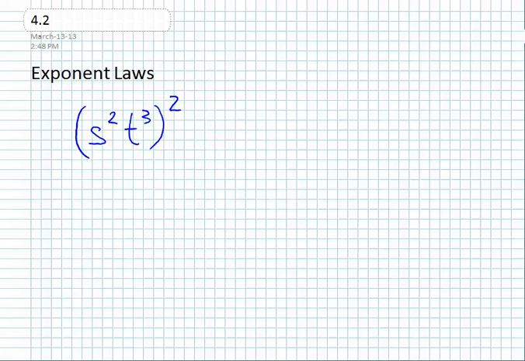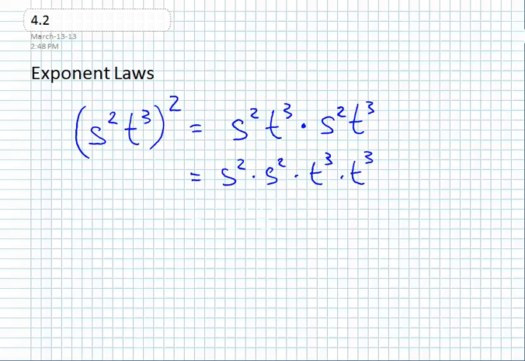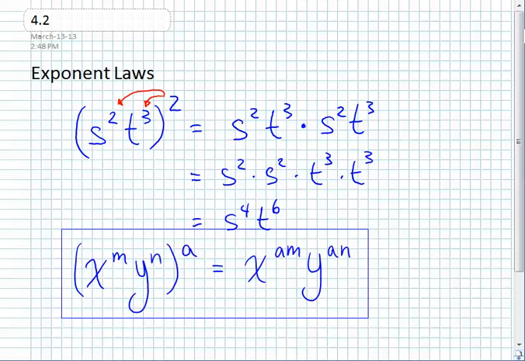How about this one where I have two powers multiplied with each other inside the set of brackets and then an exponent outside the brackets? Do you know what this is the same as doing? Well, there it is expanded, and I can rearrange this because multiplication can happen in any order. So it can look like that, which if we just add up all the exponents, you get s to the power 4 times t to the power 6. In other words, I basically just multiplied these two exponents by 2. Okay, so there's that exponent law written out for you right here.